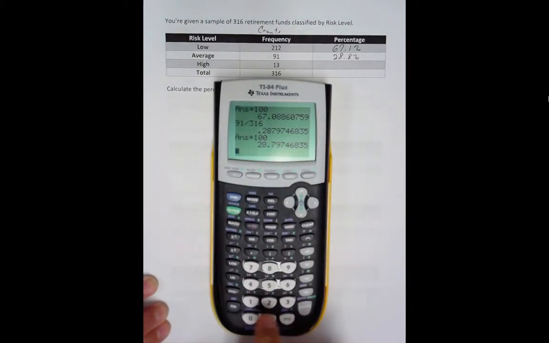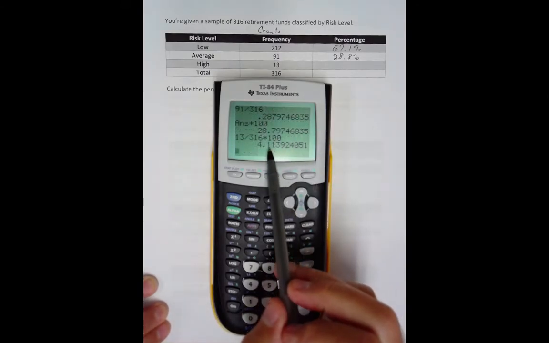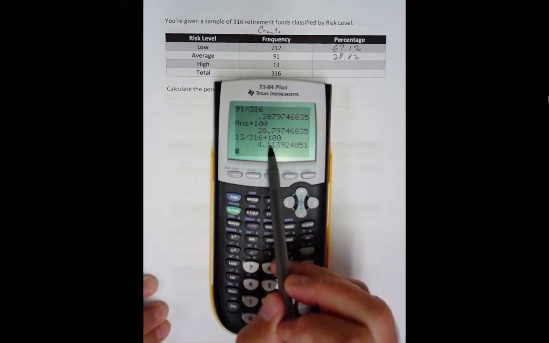And the 13 divided by 316 times 100. I'm going to do everything in one shot there. So we have 4.1%. Now I'm not rounding up the 0.1 like I did previously because the digit in the hundredths is not 5 or bigger. So just a little review on rounding.